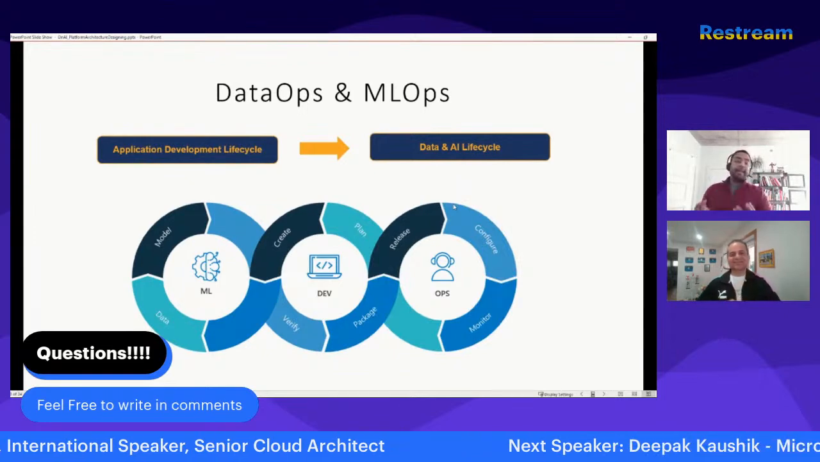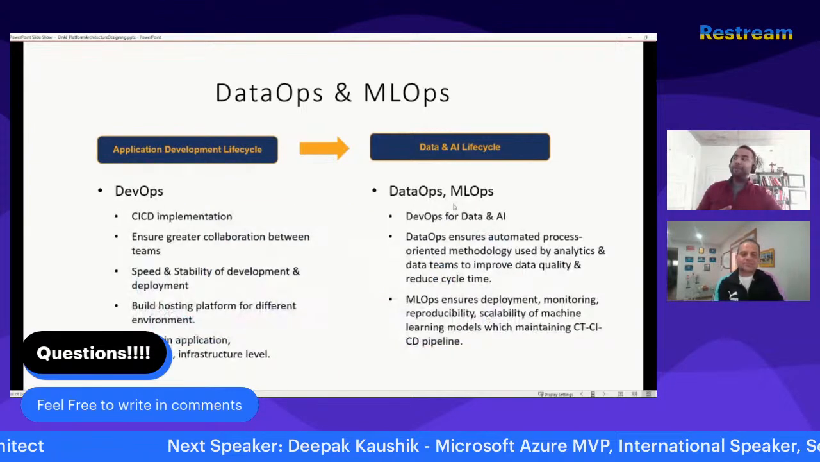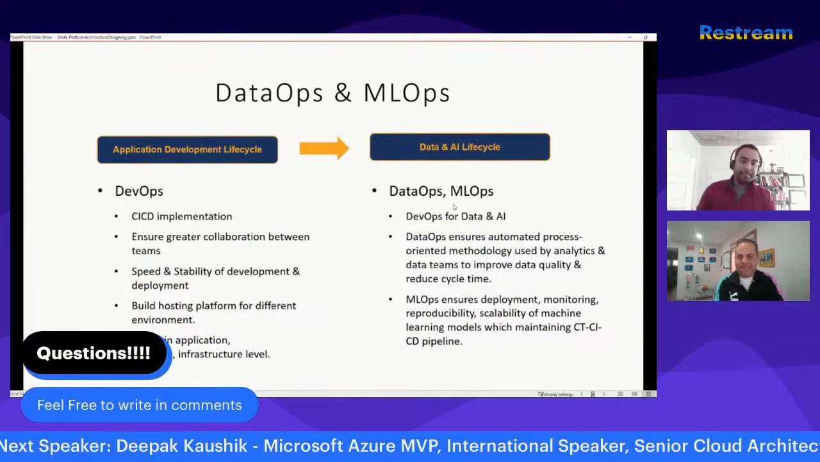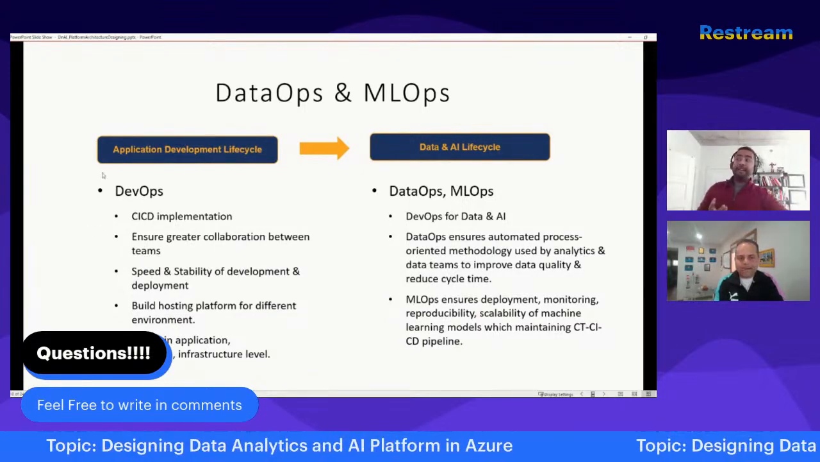When we talk about AI and ML, there is a new role that has emerged in the last few years, which is DataOps and MLOps. For a traditional application development process, it's called DevOps.